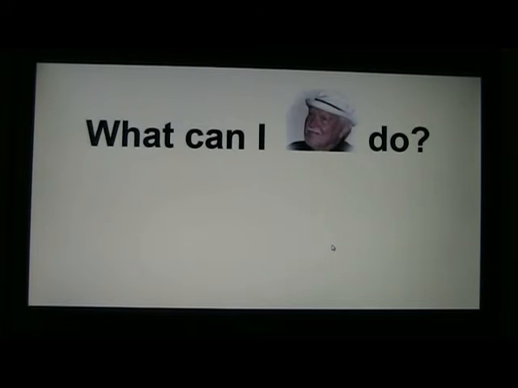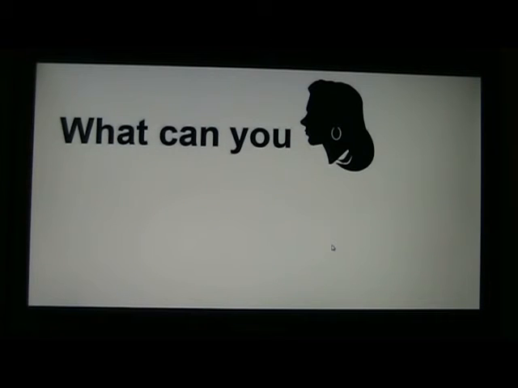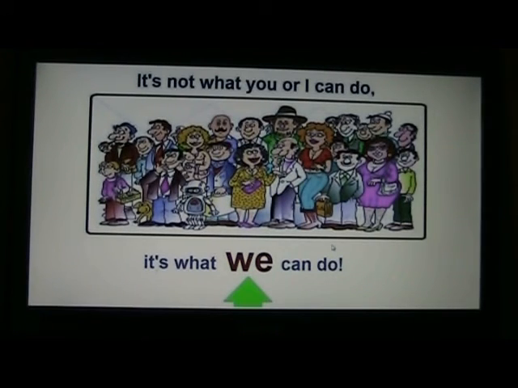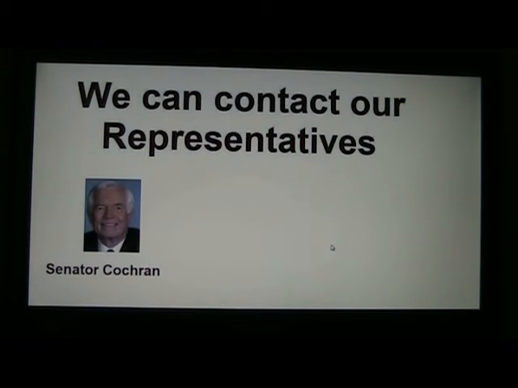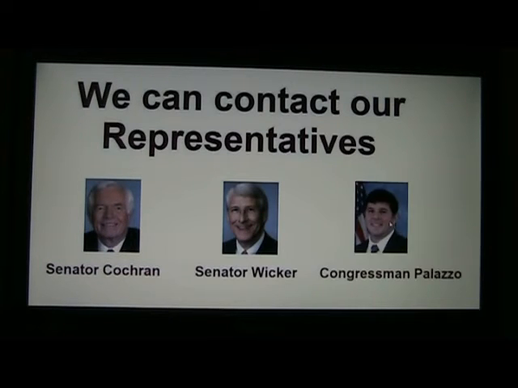Okay, now that I have said all of that, what can I do? Not much. What can you do? Not much. It's not what you or I can do. It's what we can do. We can contact our representatives. And in my case, that would be Senator Cochran, Senator Wicker, and Congressman Palazzo.